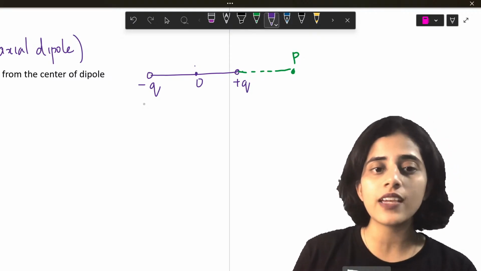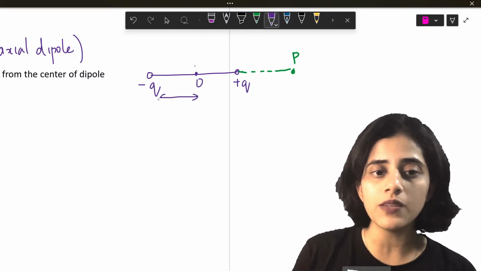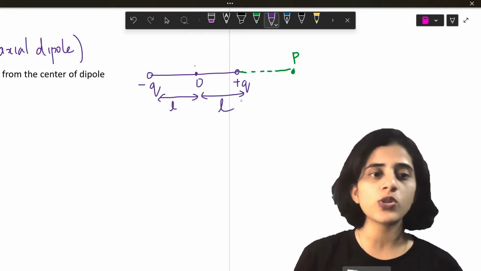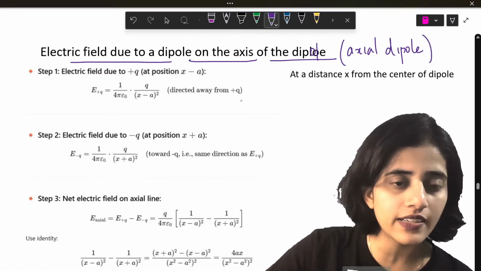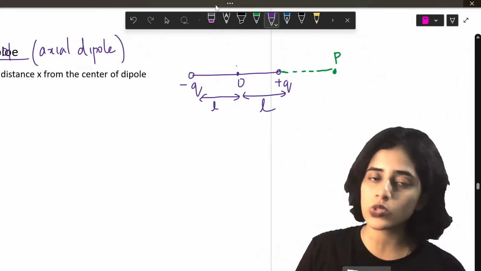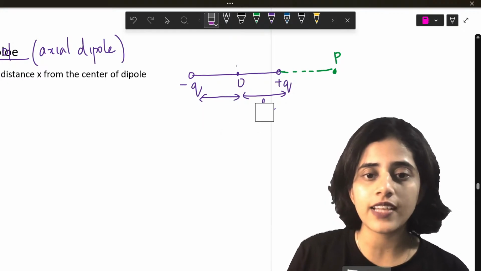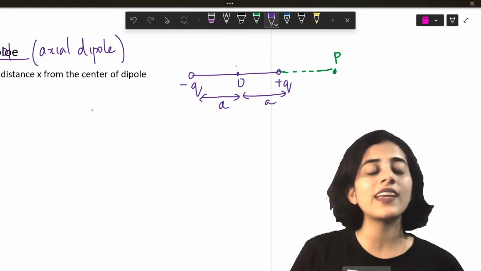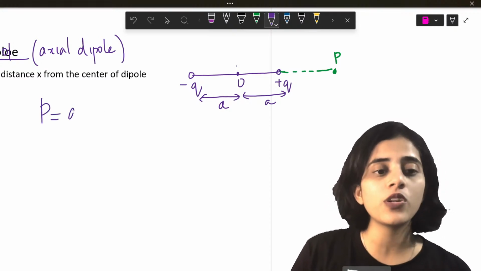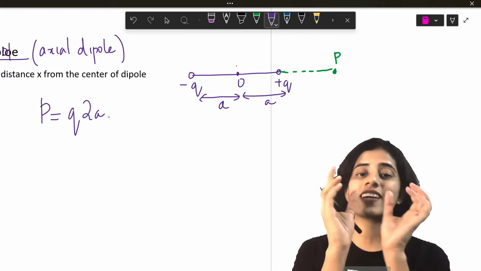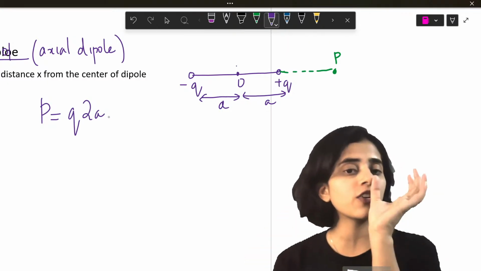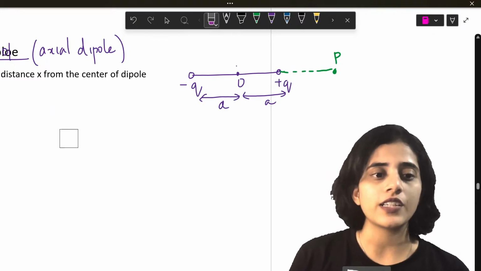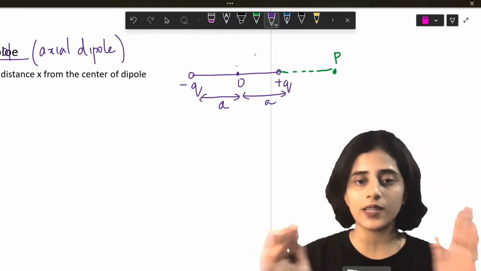Now, I will just take this part to be L and this part to be L. Or A also I can take. What have I taken here? Okay, here I've taken A, so I'll do the same thing. So I'll take this alphabet as A. Now you know why in your formula we learned dipole moment is Q into 2A. So that when I do derivations like this, I can split it into A and A. Okay, that is why. Alright, so the total length is 2A.